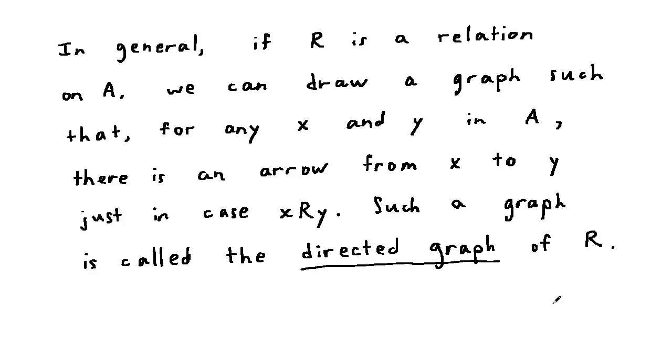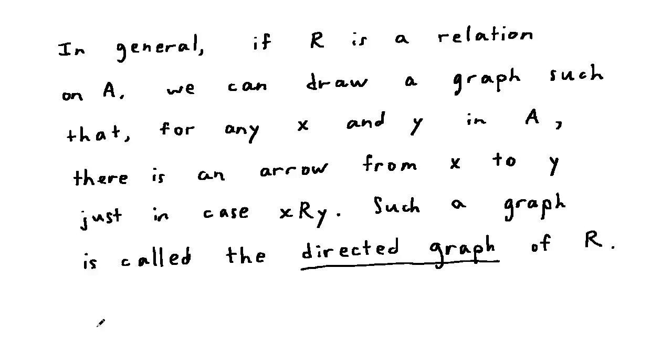In general, if R is a relation on A, we can draw a graph such that for any x and y in A, there is an arrow from x to y just in case x R y. Such a graph is called the directed graph of R.